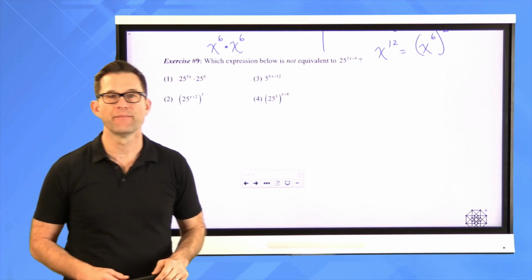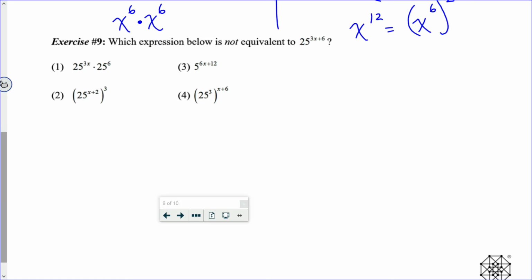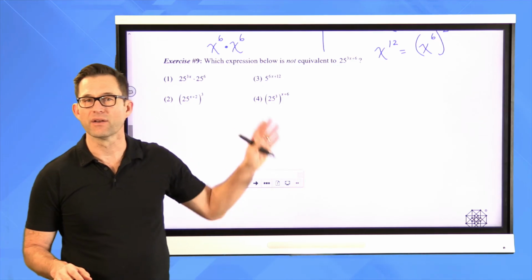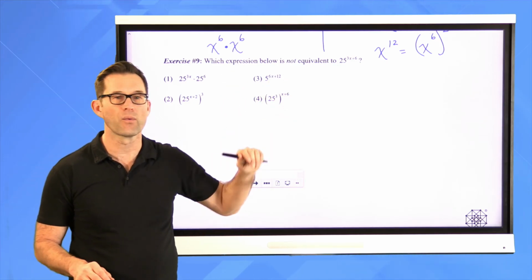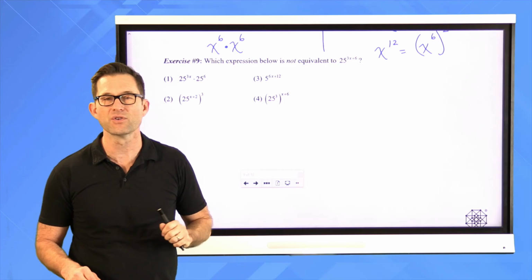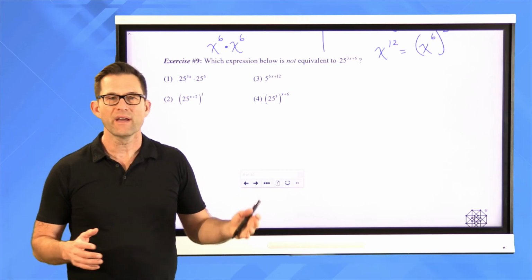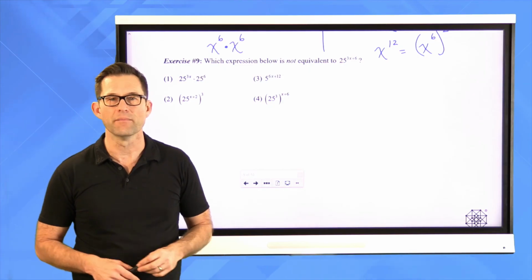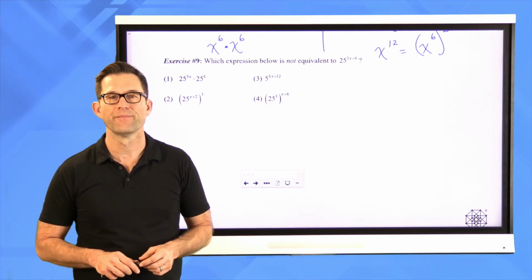Exercise number 9. Which expression below is not equivalent to 25 to the 3x plus 6? All right, well, I'd like you to pause the video now. I'd like you to look at all 4 choices, and you might want to work on each one of them kind of individually and say, well, would an exponent law justify that those two are the same? All right, pause the video now.